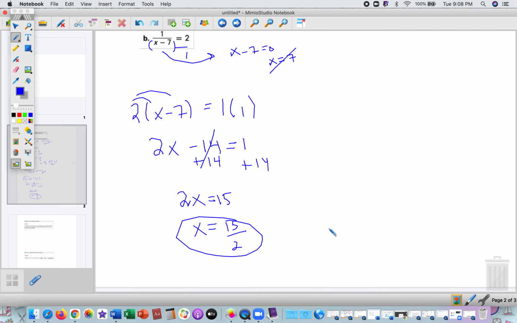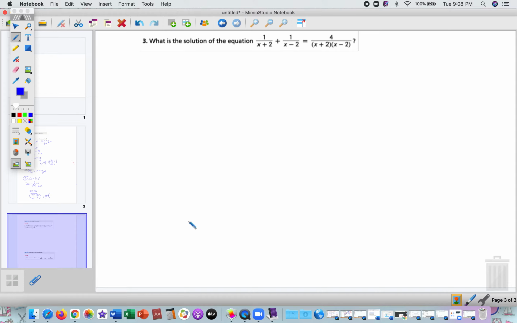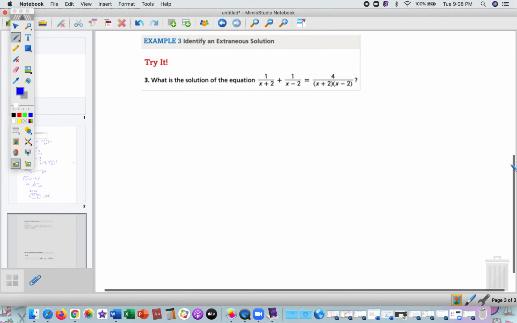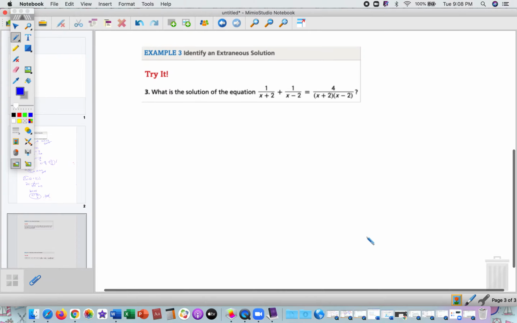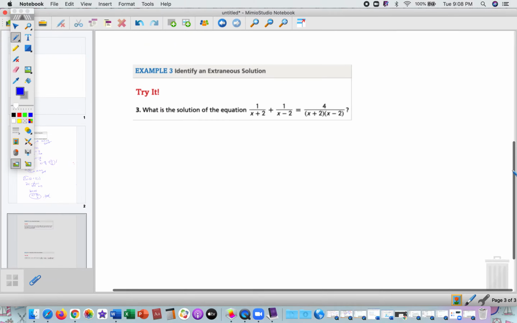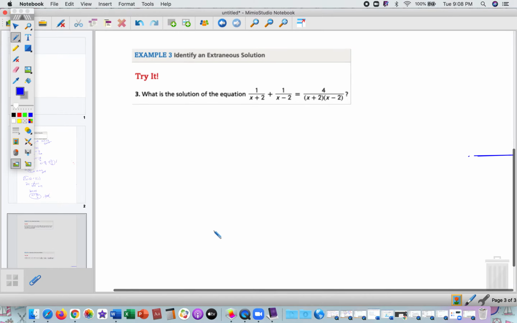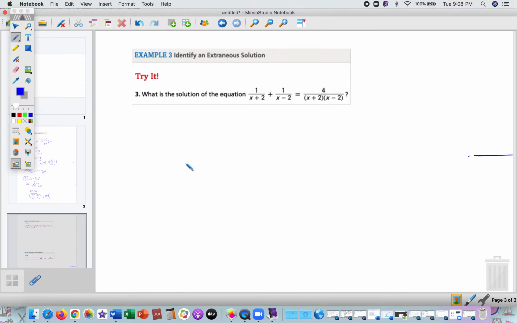If we got some answers at the end, and for example, one of them also said 7, we would have to cross that one off and say that's extraneous. So the only answer for this is 15 over 2. Okay, we're going to look at this problem first. So we'll do this one and then we'll go backwards.